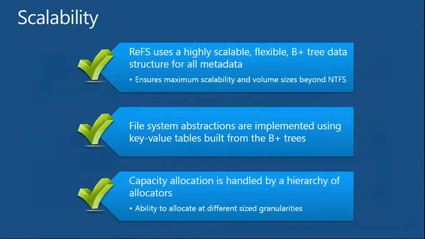So scalability-wise, ReFS uses a highly scalable B-tree for storing all of its data. That's how it can get the largest file sizes and the largest number of directories out there. File system abstractions are taking place at the exact same time, using key value tables also built on B-tree.